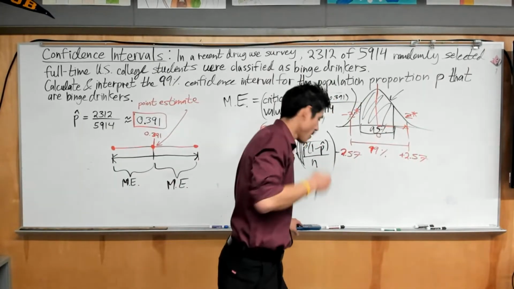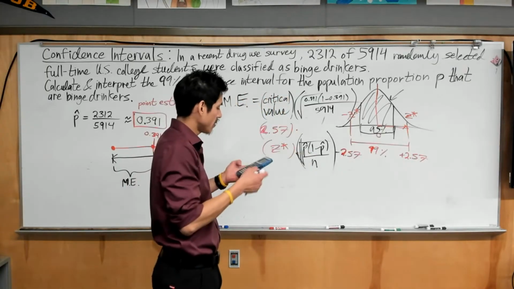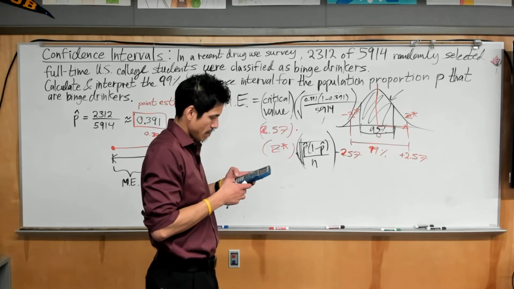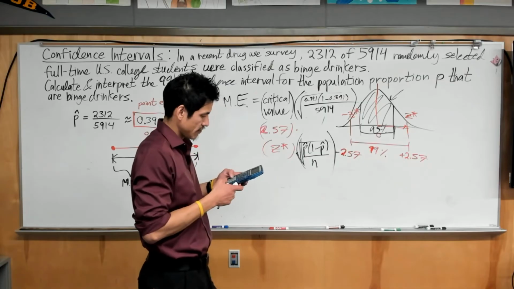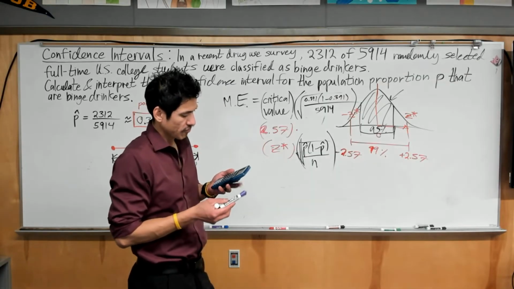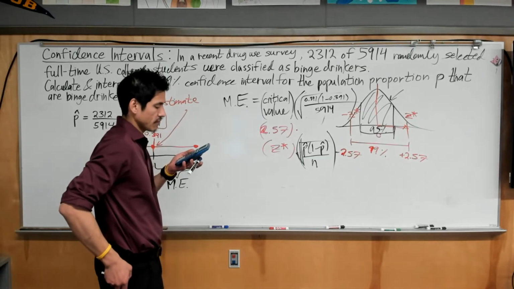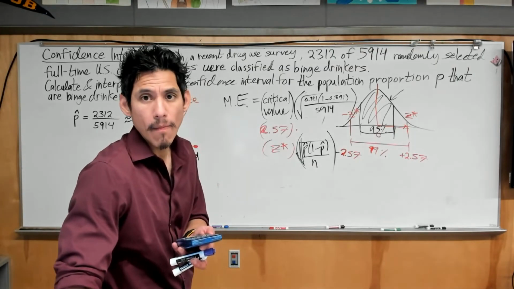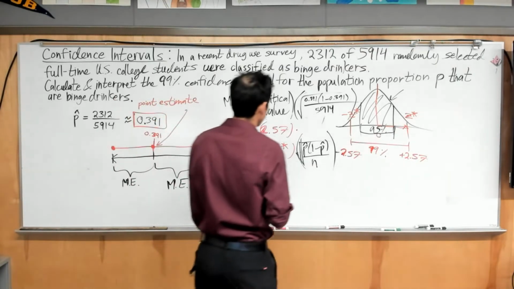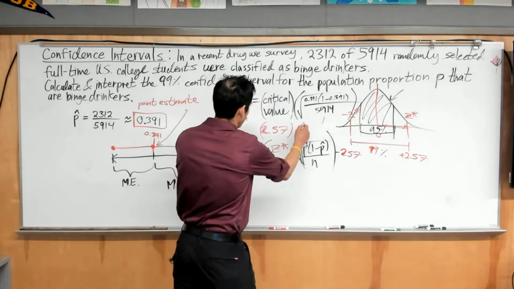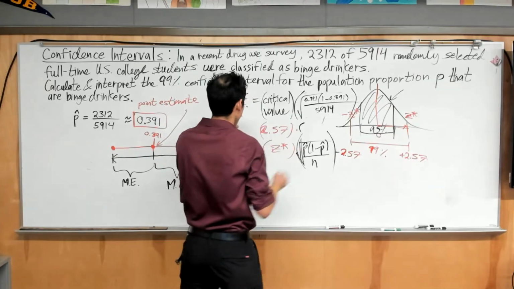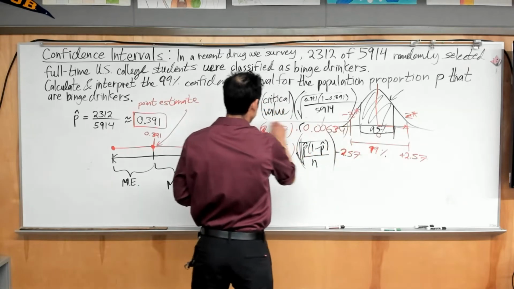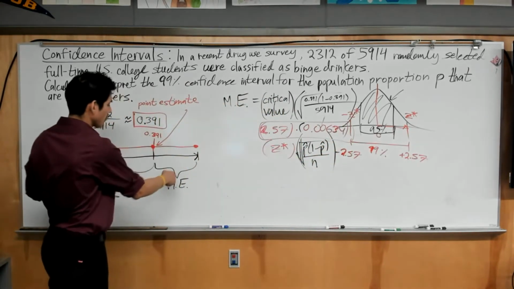So let's calculate that. Got my red marker, 0.391 times 1 minus 0.391, divided by 5,914, and we get the square root of 4-ish times 10 to the negative 5. Finally, we get 0.006. Let me double check that, because that looks interesting. No, that's correct. So then, let me use the red again, 0.0063-ish, 0.0064-ish. So we use this as our standard error.